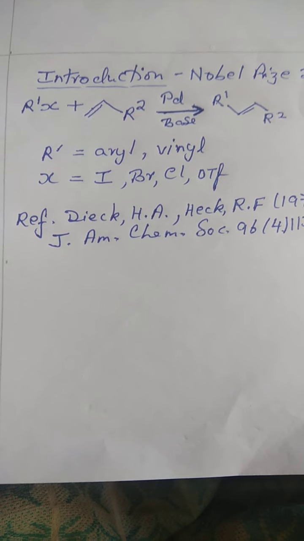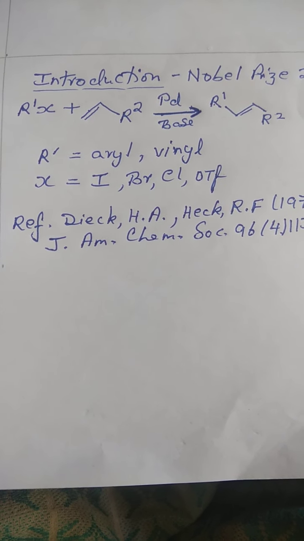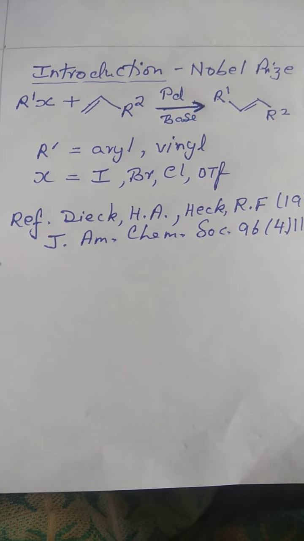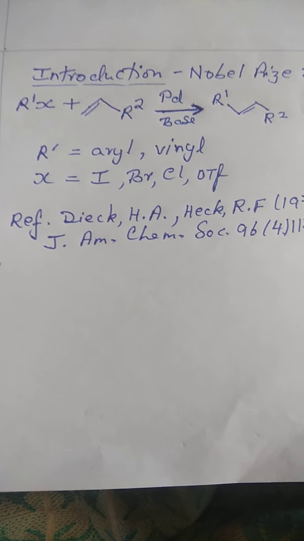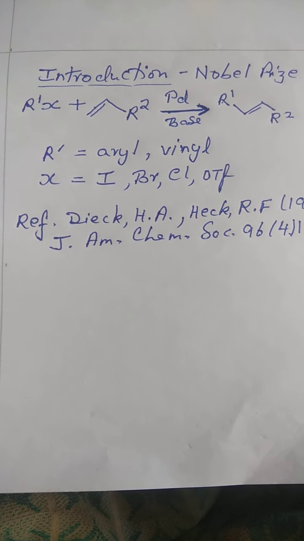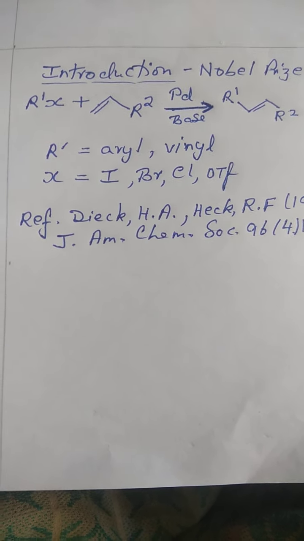As we can see, R1 can be an aryl or a vinyl group, and X can be any of the halogens, iodide, bromide, chloride, or a triflate. Anyone interested can further study this very interesting reaction, which led to a chain of researches, and work is still going on.